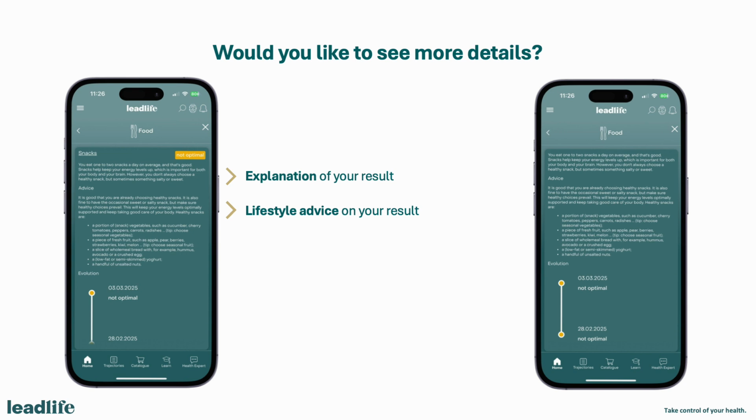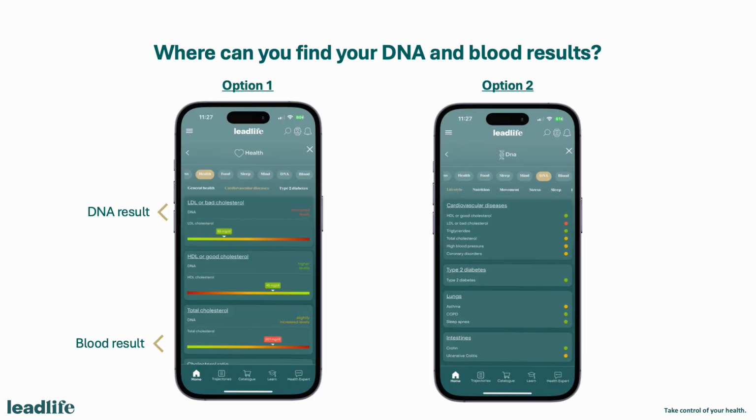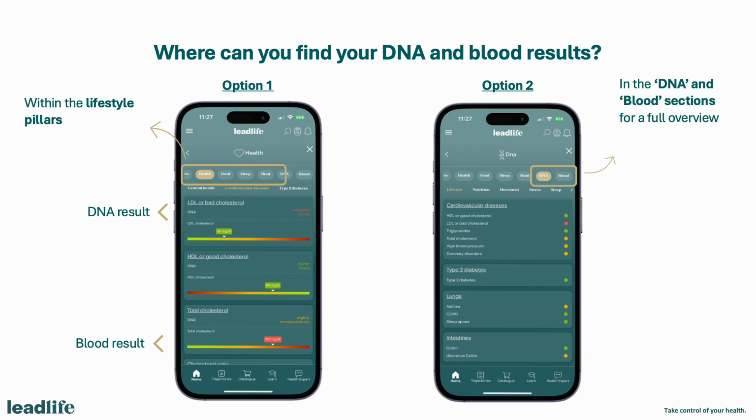Moreover, if you had the measurement taken several times, or if you filled in a certain questionnaire again, you can follow your evolution over time. This helps you understand which choices and habits have a positive effect on your lifestyle. Have you taken a blood or DNA test at Leadlife? Then you can also find those results in your dashboard in 2 ways. Find them either within the lifestyle pillars or view them clearly in the DNA and blood section.